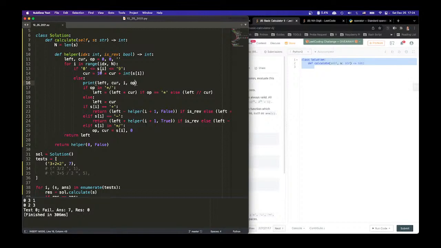And then we will go in here, right? Then left plus, so 3 plus something. For the second round, so it will be 0, 2. Left is 0, current is 2, operator is 0, 1, 2, 3. Okay. And then operator is not in this, so left shall be 2, right? And then shall be here.